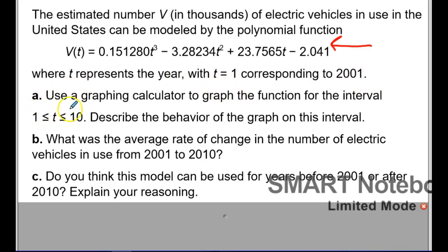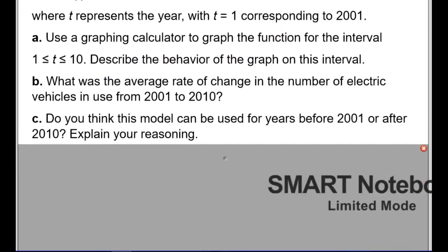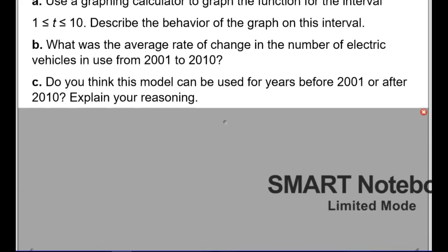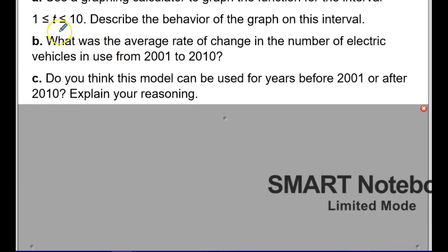Okay, so I want to use a graphing calculator or Desmos to graph the function between 1 and 10. So I only care about 2001 to 2010, and then I want to look at the behavior of that graph. Then I want to find the average rate of change from 2001 to 2010, so in this same interval.